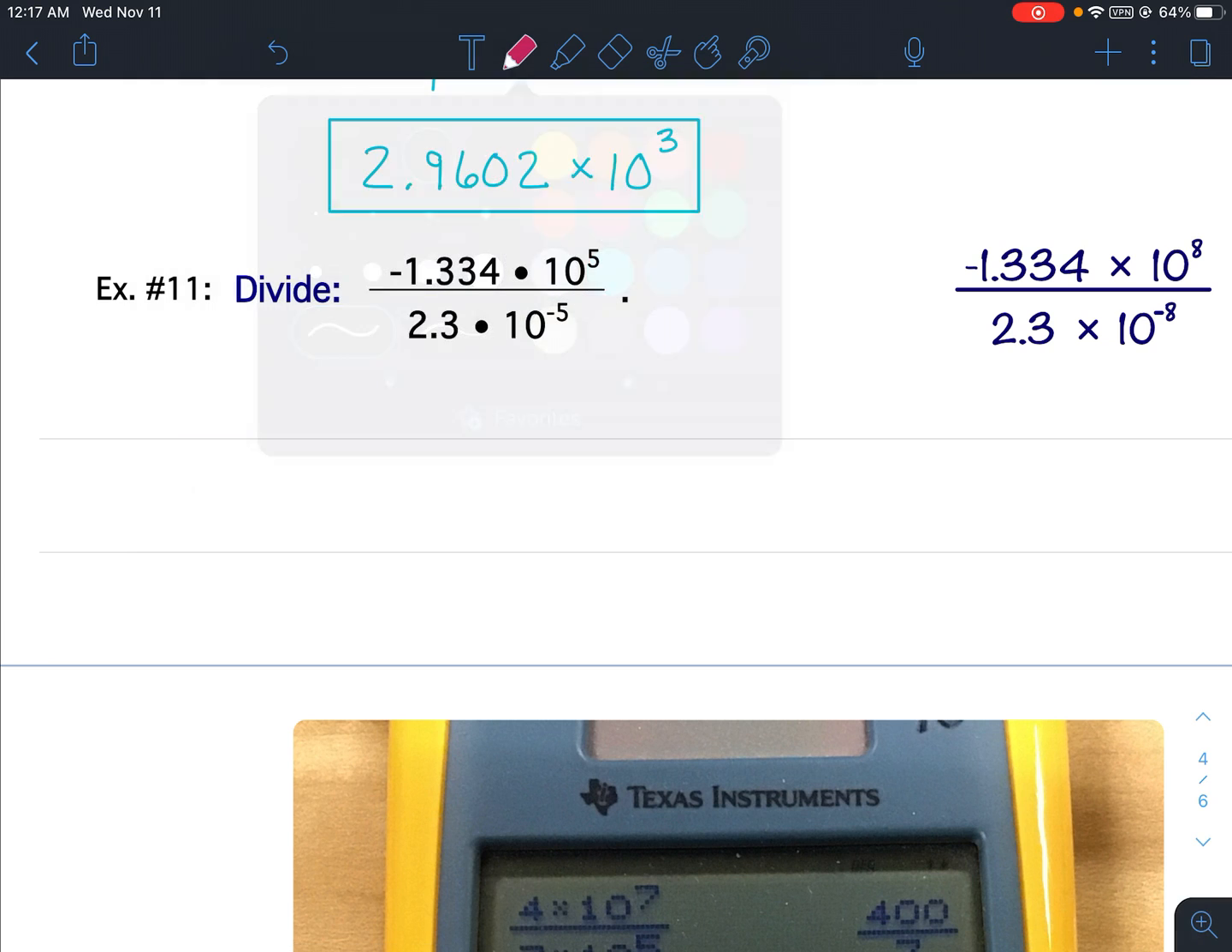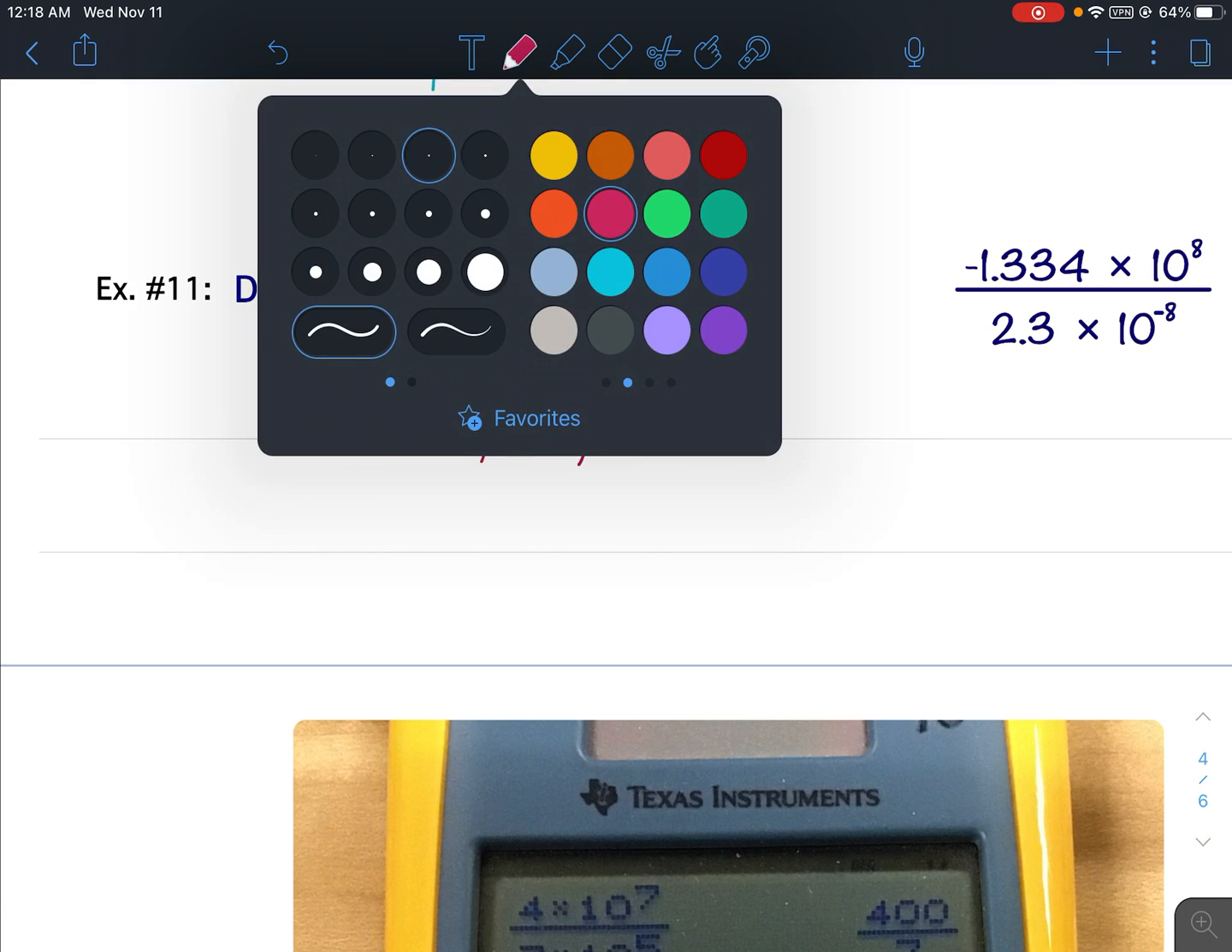Again, you get negative 5,800,000,000. So that's what you get if you use the school calculator. All right? Let's change that to scientific notation.